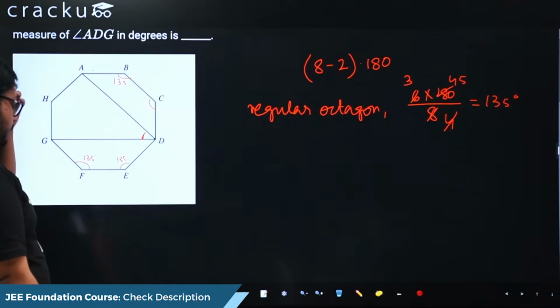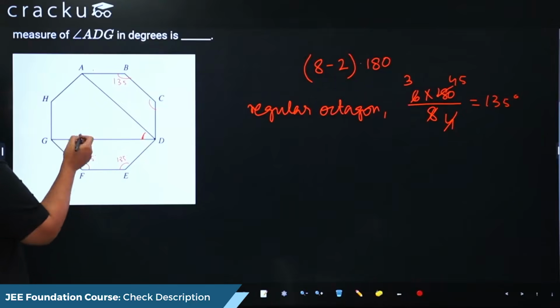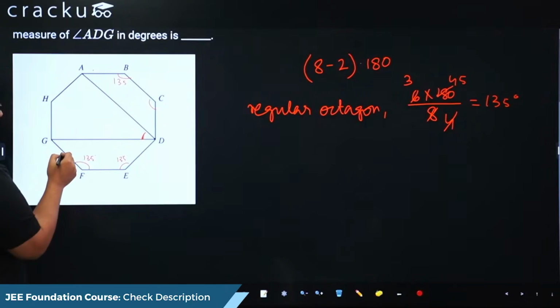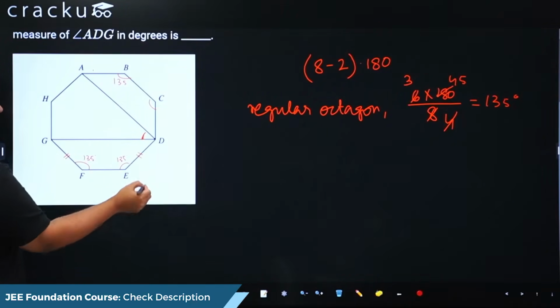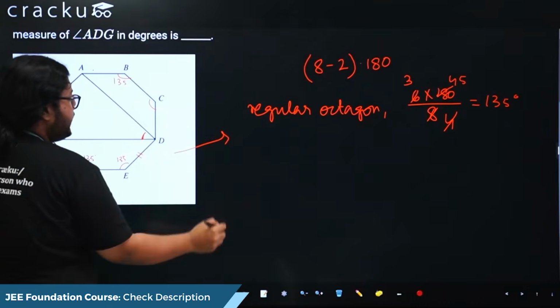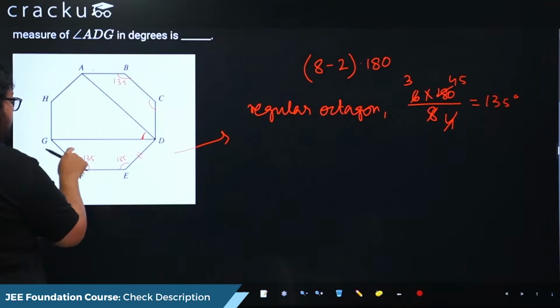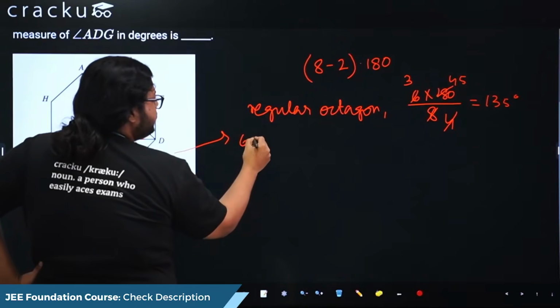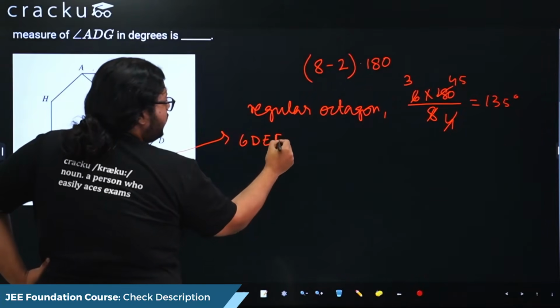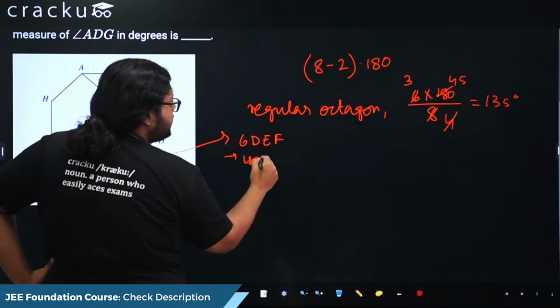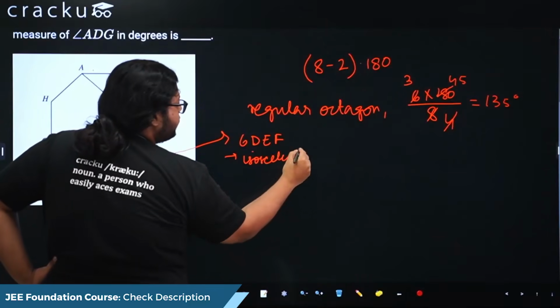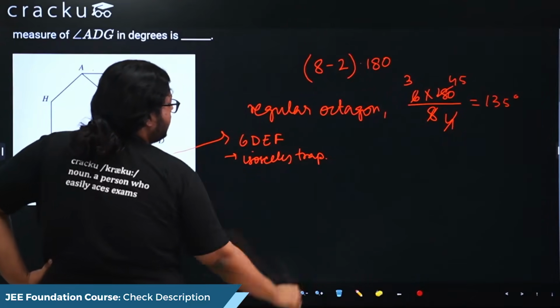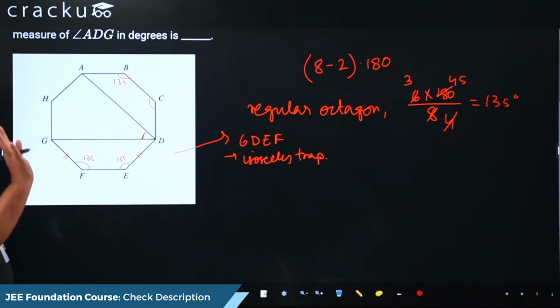Why? How can we show this? We can tell that because, see, it's a regular octagon. So this side is essentially equal to this side, which tells me that GDEF is basically an isosceles trapezium. If I didn't even know it's an isosceles trapezium, I could have proven that as well.